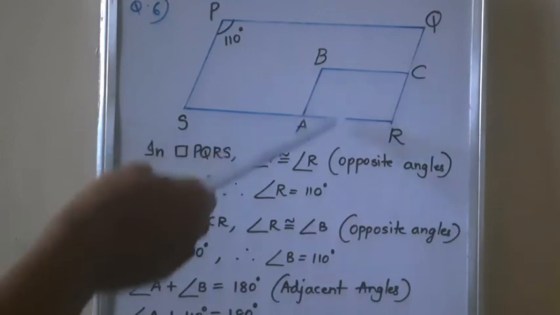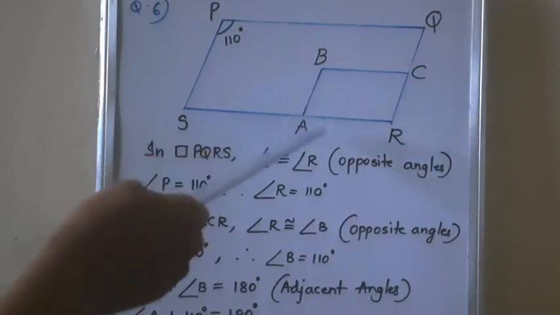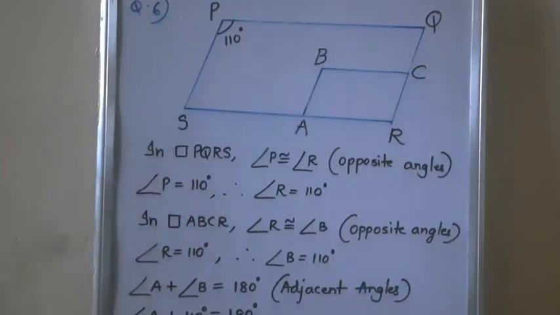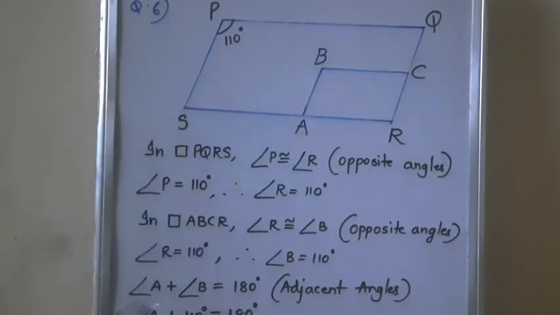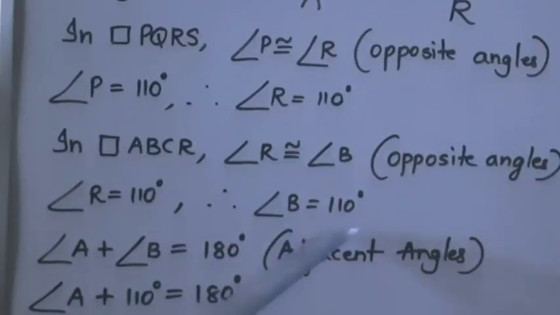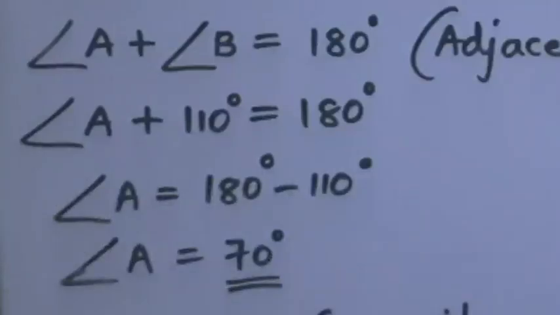Now we will take angle A and angle B as the adjacent angles. Adjacent angles are supplementary. Therefore we have written angle A plus angle B is equal to 180 degree. Angle B we have got 110 degree. So instead of angle B we will write 110 degree. Angle A is equal to 180 minus 110 degree, which is equal to 70 degree. Therefore angle A we have got as 70 degree.